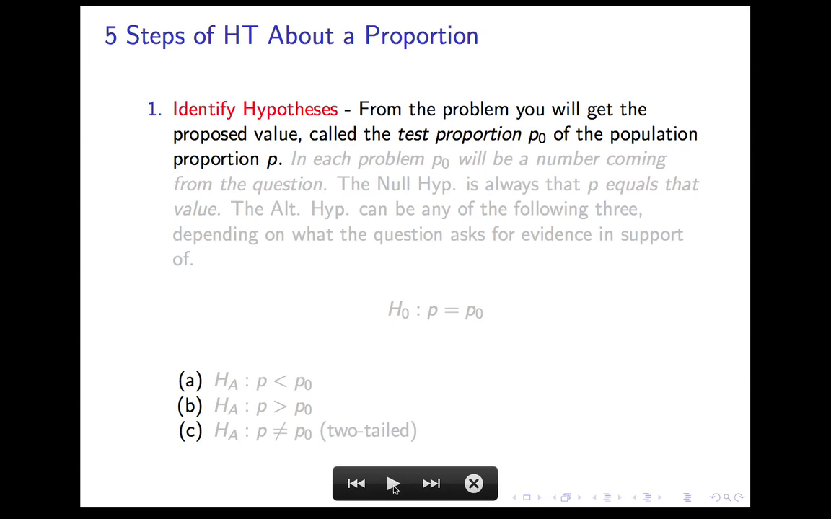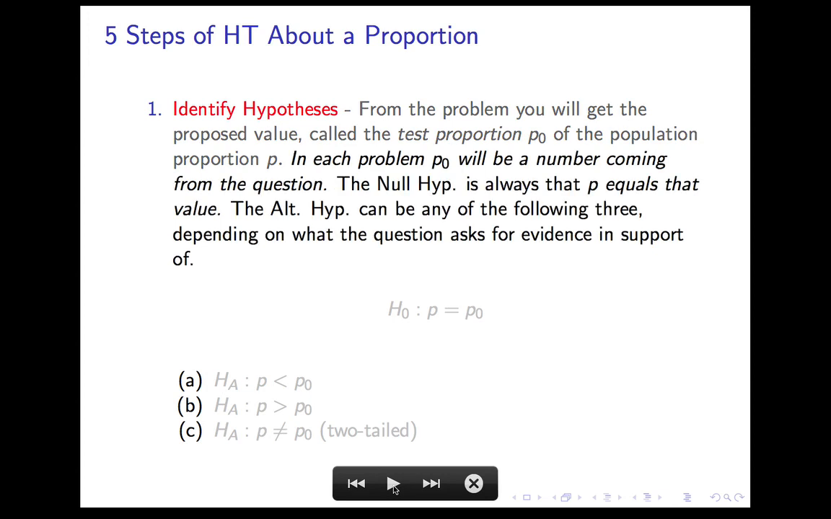So in each problem, p naught is a number coming from the question, and the null hypothesis is always the statement that p equals p naught. The alternate hypothesis can be any of the statements p is less than, greater than, or different from p naught, depending on what the question asks. Specifically, what are you looking for evidence in support of? That's always the alternate hypothesis.